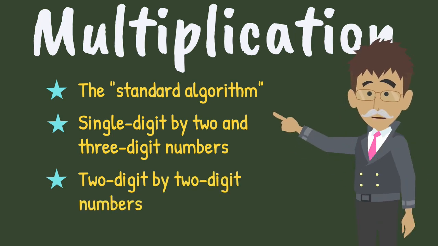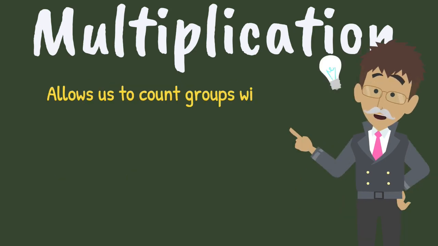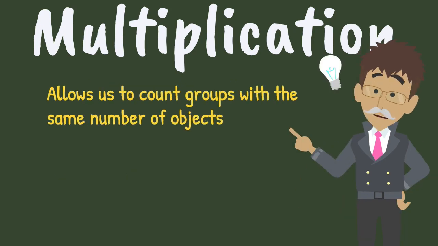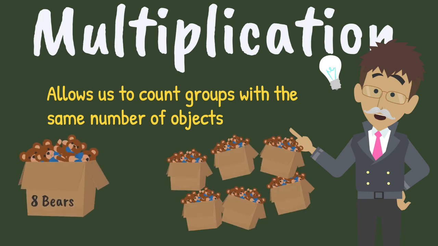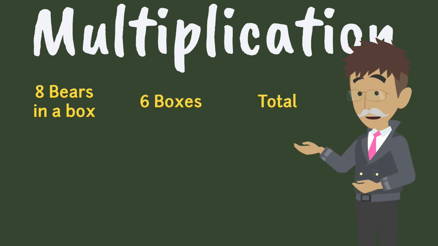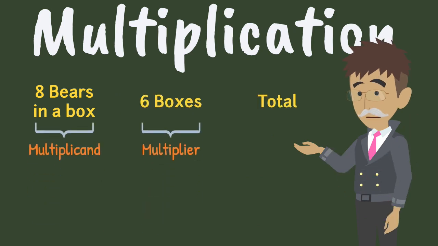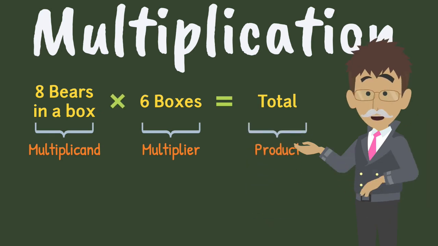Let's overview the basics of multiplication. First, multiplication is a short way of counting groups of objects. It allows us to count the same number of things added over and over. Multiplication is a math operation that combines two numbers to produce a third number, called the product. This symbol often represents it, though other symbols are also used.